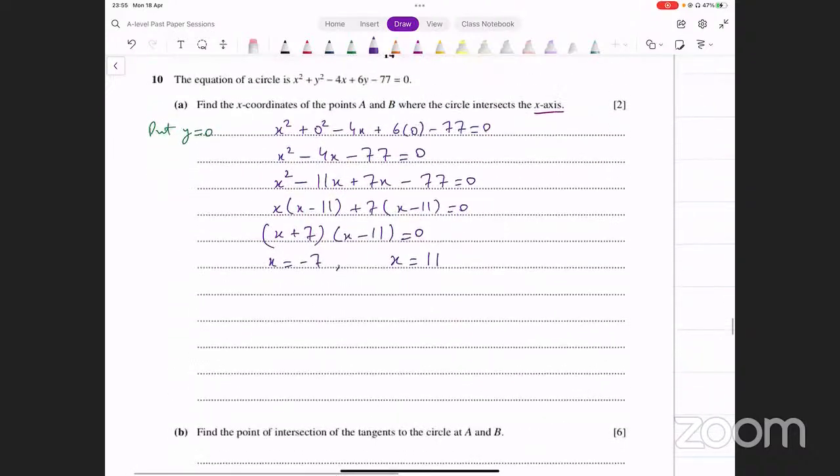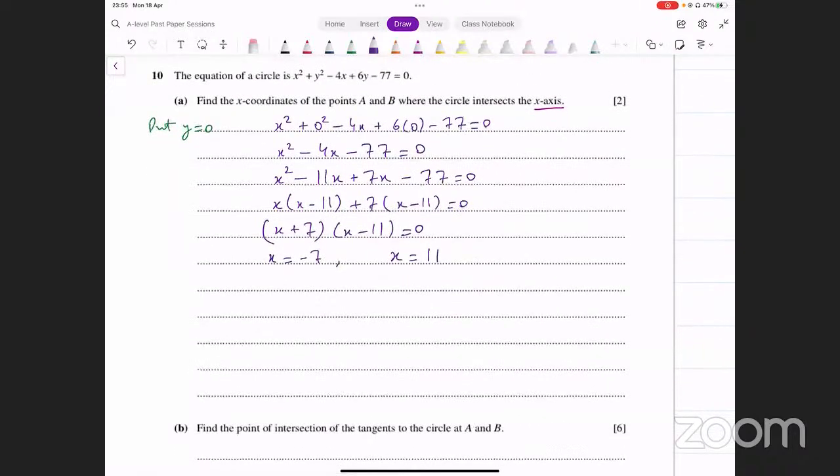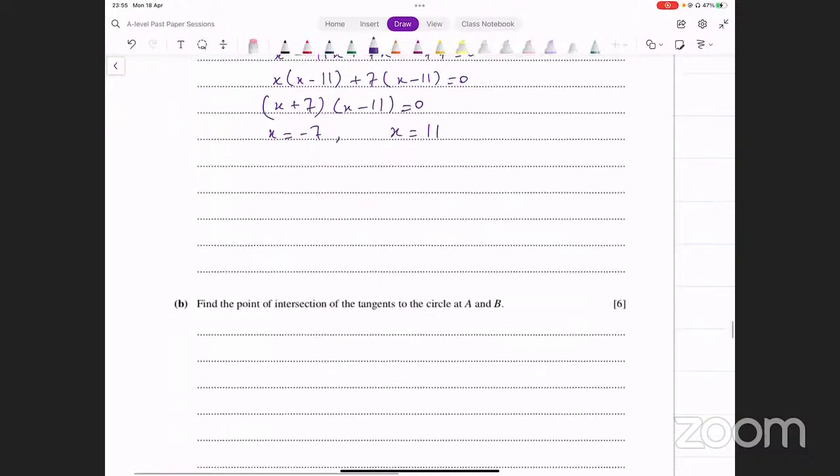Now how do we find this equation of the tangent? What's the method that we can use here? We've got the points now. We know the points A and B. We can call either of them A. Let's say we call this one A, -7, 0, and B we call 11, 0. How do you find the equation of a tangent to a graph? How do you do that?